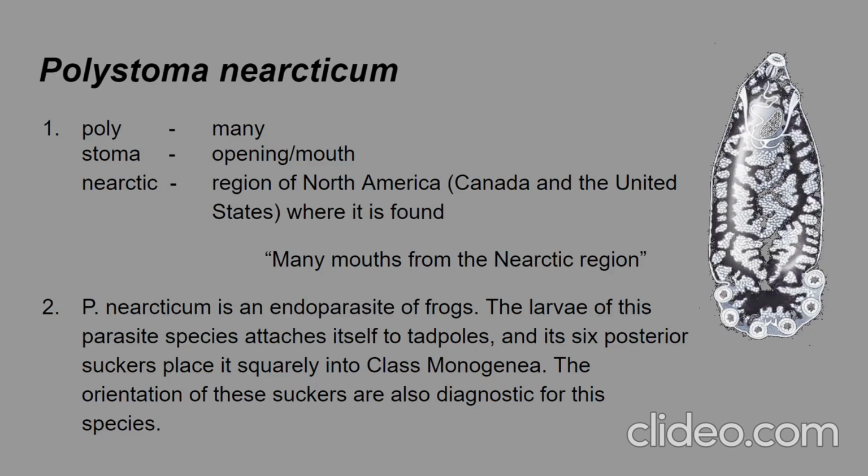The larvae of this parasite species attaches itself to tadpoles, and its 6 posterior suckers place it right into the class Monogenia. The orientation of these suckers are also diagnostic for this species in particular, compared to others within this genus.